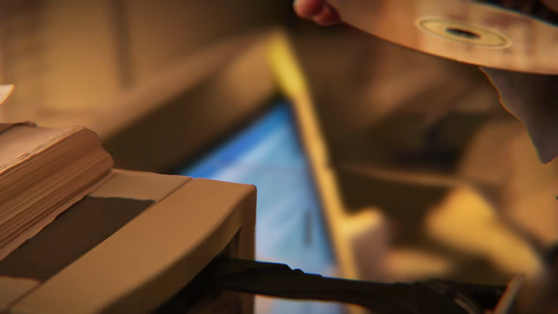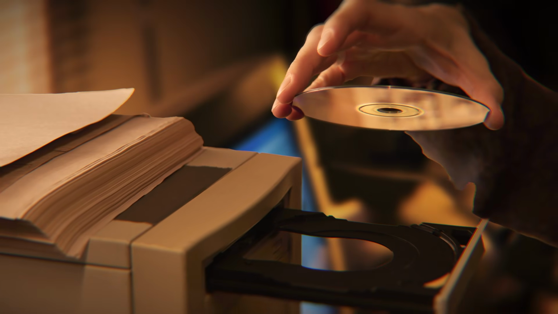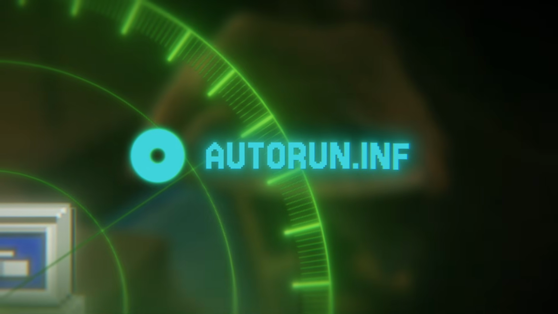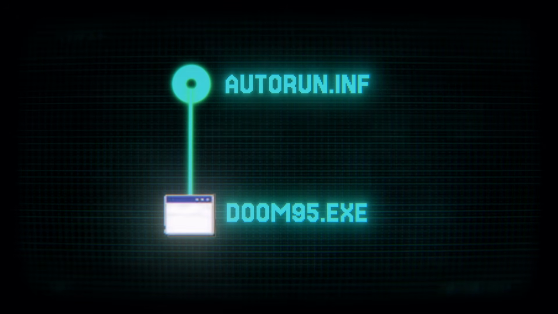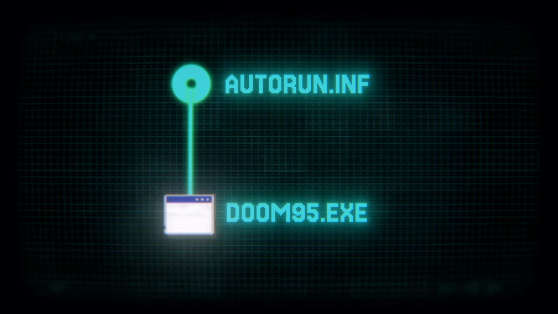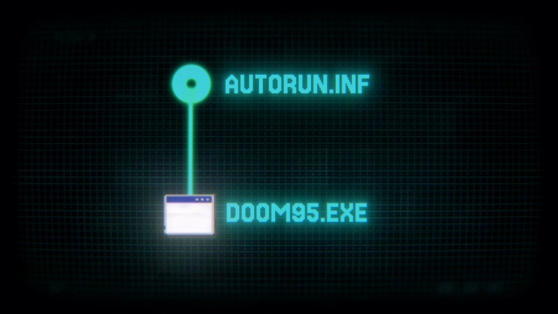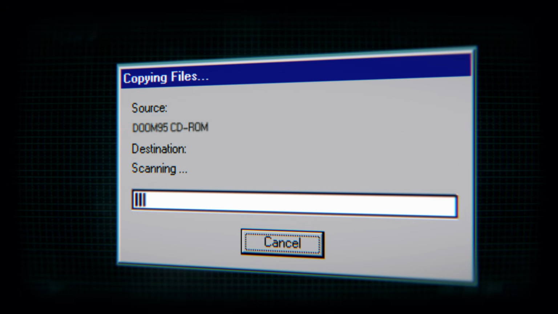The idea was straightforward. When optical media is inserted, Windows checks for a small configuration file called autorun.inf. If that file is present and points to an executable, Windows runs it automatically. Disk goes in, installer opens. For the consumer market of the mid-1990s, that mattered.